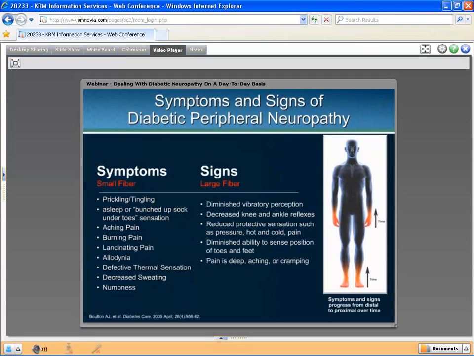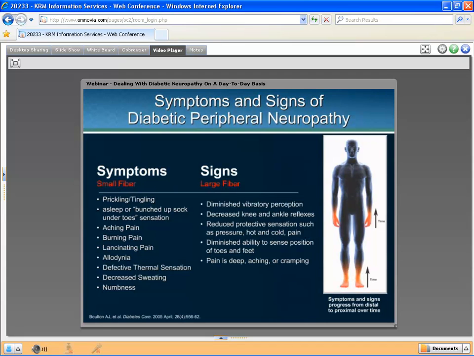Now, the signs on the right-hand side of this talk about vibratory perception, and patients really can't tell whether they've lost vibratory perception. We have to do that test to help them know that. There may be changes in the reflexes and, of course, sensation, and can a patient even feel where their feet are, where their toes are, and then, of course, those deep pains.